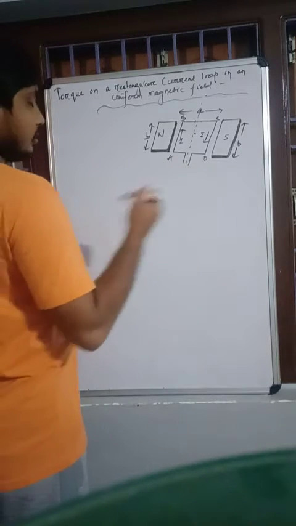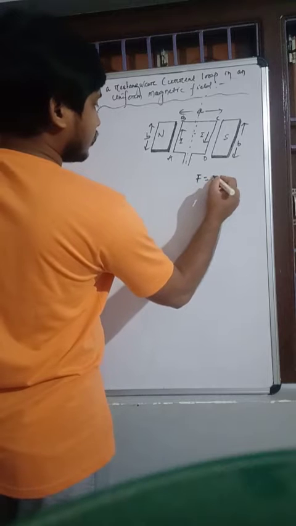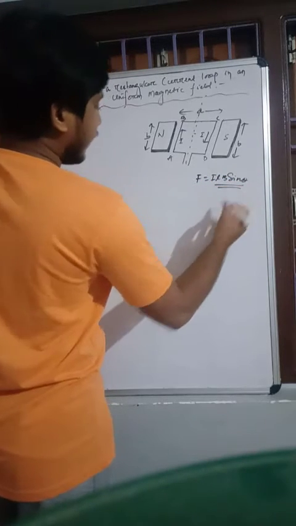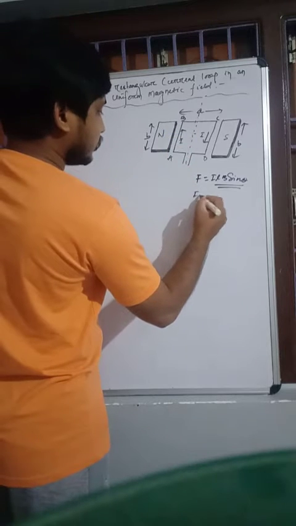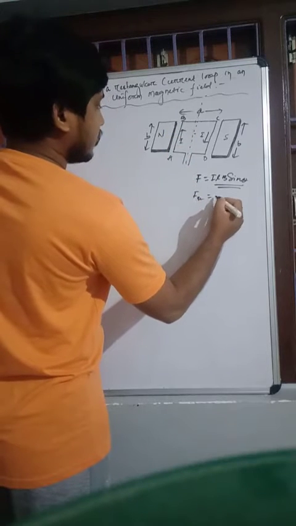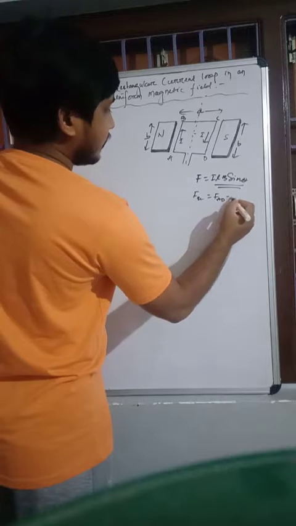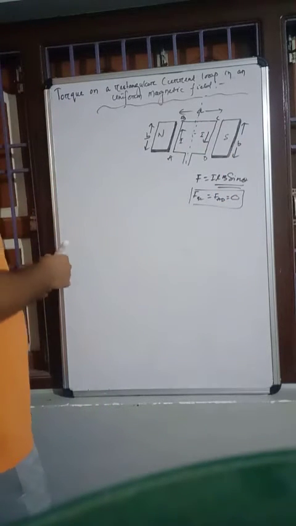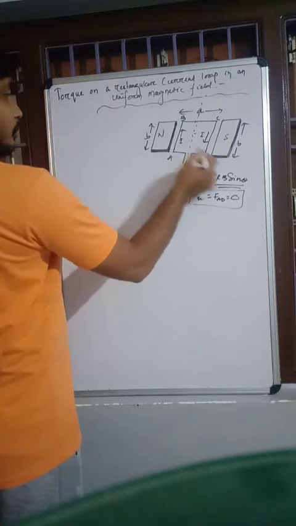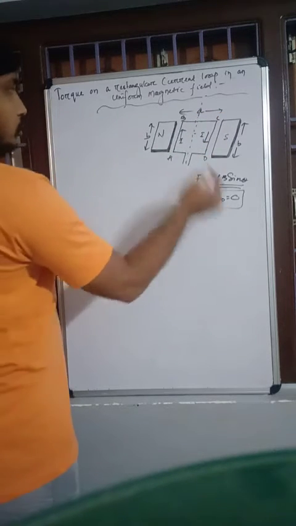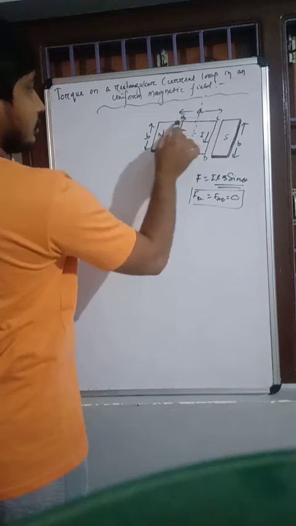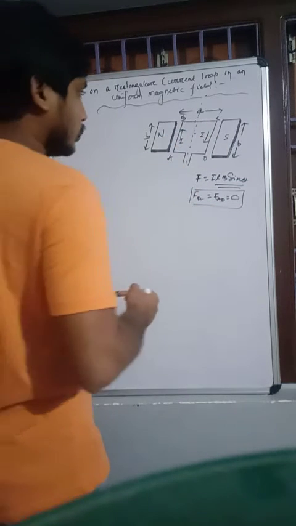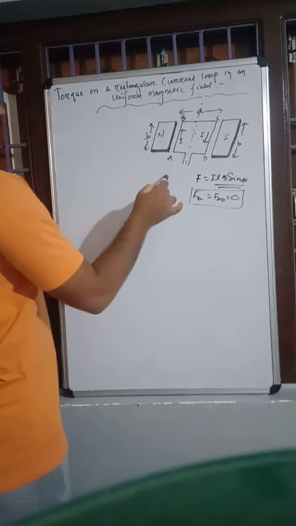So we can see from our expression F equals ILB sin theta that the value of the force on BC is equal to the value of the force on AD, and it will give rise to 0 because they are parallel. Here the angle is 0 and this one is anti-parallel, the angle is 180 degrees. Hence the force acting on the lengths BC and AD will be 0. So only two arms are remaining.